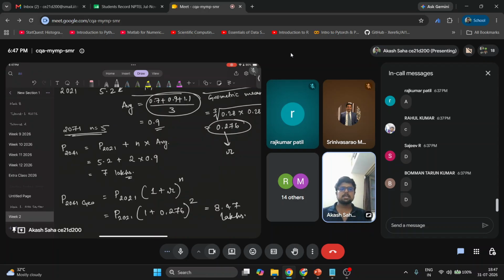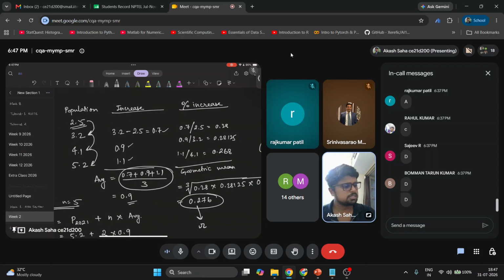Is there any doubt in this? I hope this is clear. Any doubt with the calculation, please let me know. I hope this is clear.